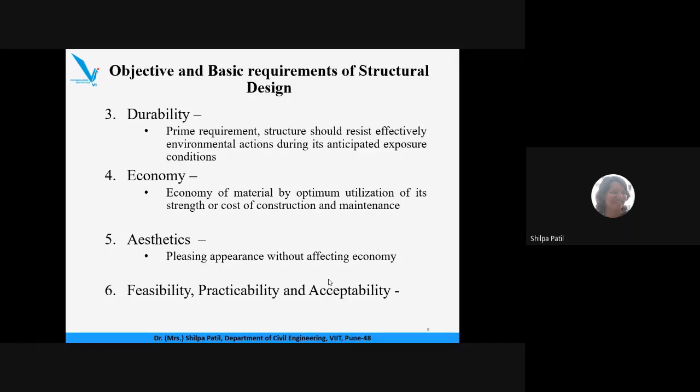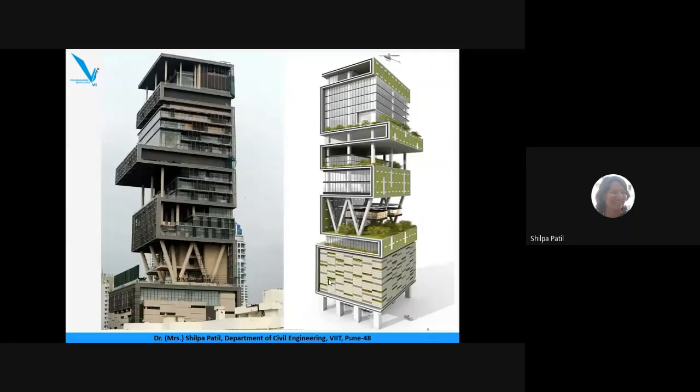I will just show you one picture. Tell me what is this? Many of you must be knowing this. Ambani's bungalow. Yes, it has some name. Antilla Tower. Yes, Antilla. It is Antilla Tower.